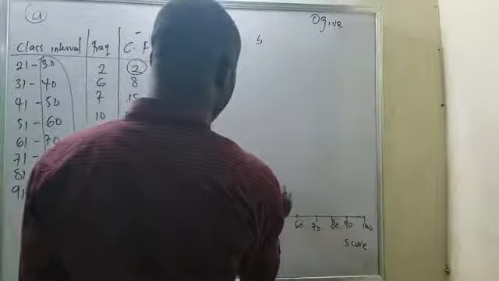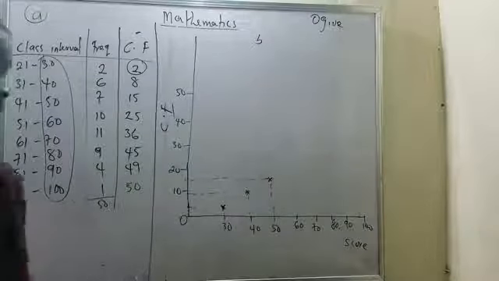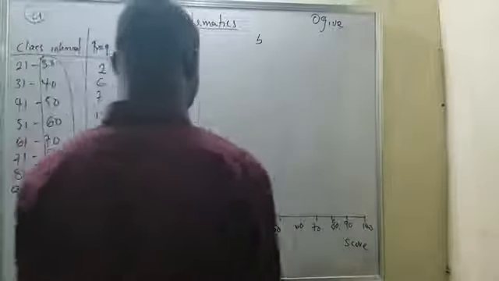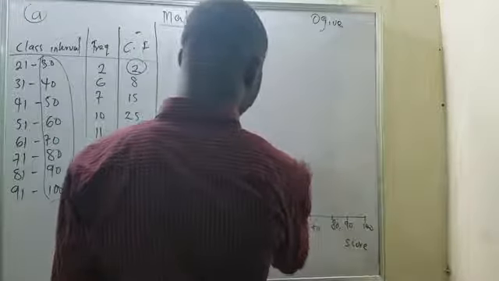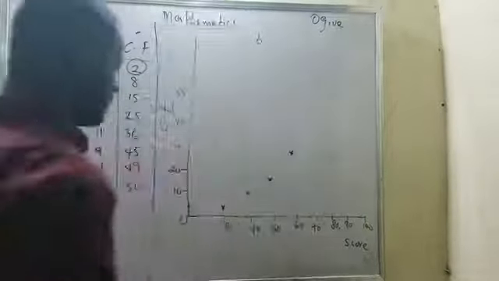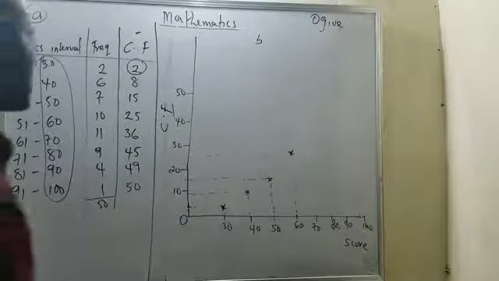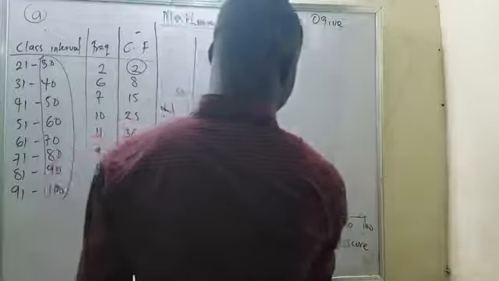Please, you have to do this on your graph. When you are at 60, the cumulative frequency is 25. It means this is 25 and 60. This should be inside your graph, please take note of that. When you are at 70, it is 36. That is 70.